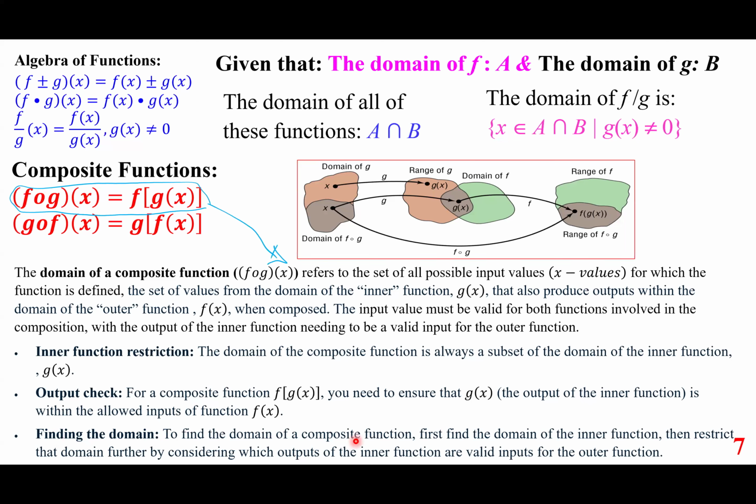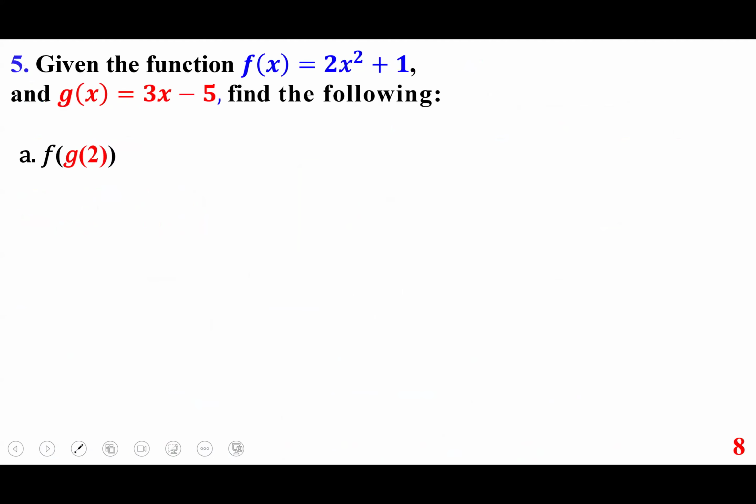To find the domain of a composite function, first find the domain of the inner function, then restrict the domain further by considering which outputs of the inner function are valid inputs for the outer function. So that's how it works, and we will look at examples later on. But for now, let's start with the function f of x equals 2x squared plus 1 and g of x equals 3x minus 5. We want to find their composite function in the following manner, f of g of 2.